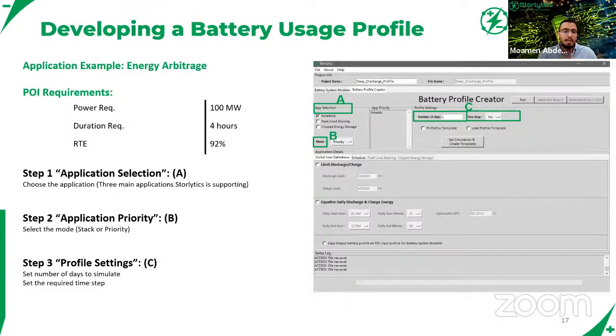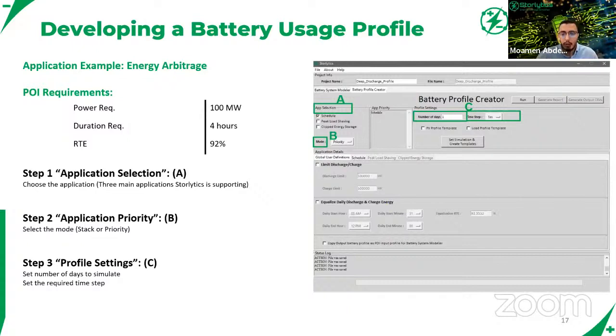I picked an application just to illustrate how you can use the profile creator, which is energy arbitrage. We have the requirements we mentioned before: the power is 100 megawatts, the duration is 4 hours, and the round trip efficiency here is taken as 92%. Step one: if you open the Storlytics window, you will see the battery profile creator. You start with the first section, which is the application selection.